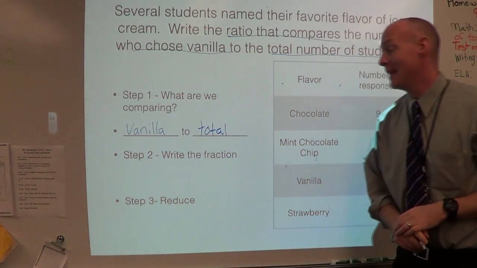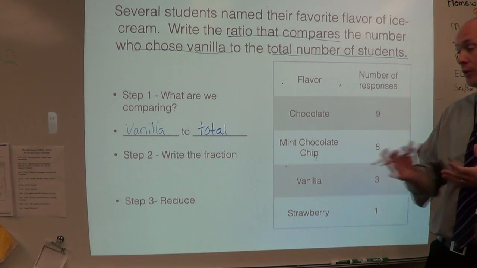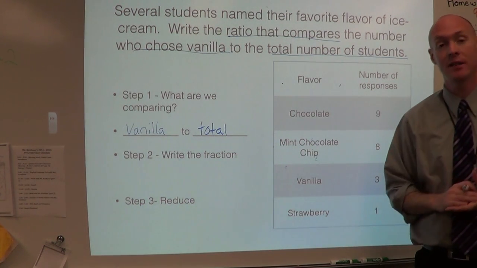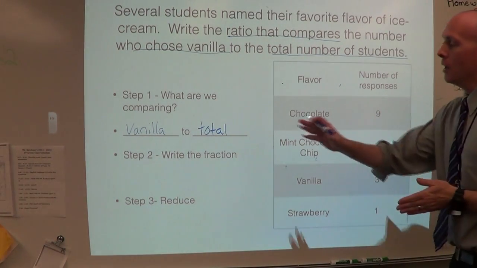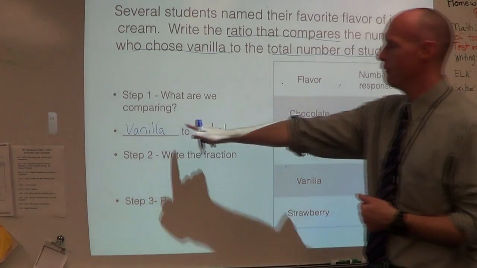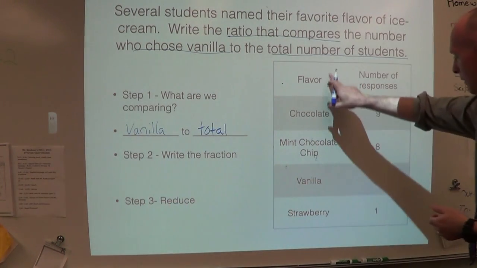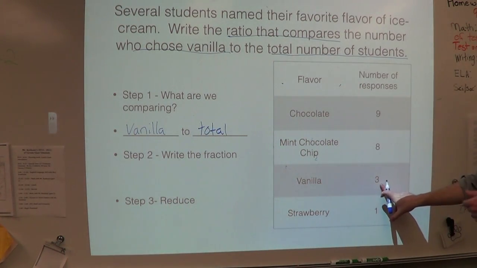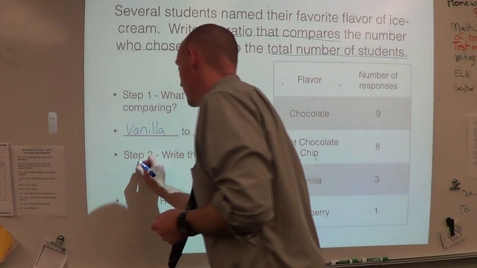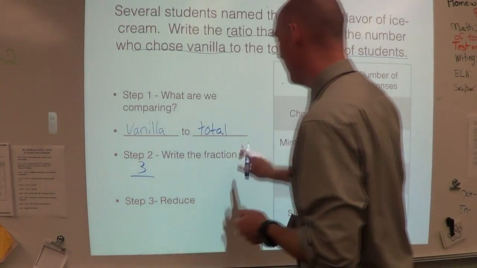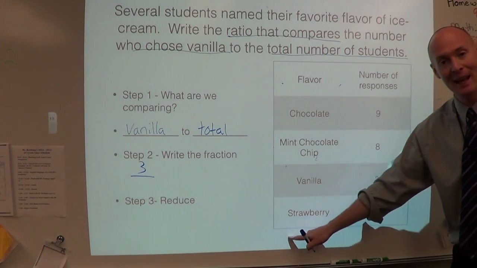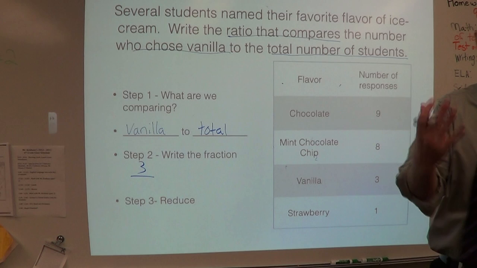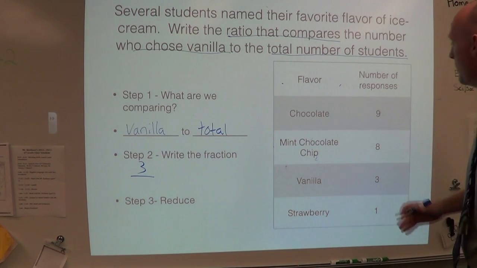Okay. Step 2, we have to write out the ratio, and I'm going to choose to write it as a fraction, just because to me it's easier to reduce if we have to. So, we're doing vanilla to the total, so let's find vanilla, boom, vanilla was 3. Now we have to find the total. Boy, it would have been nice if they gave us the total down here, so we might have to do a little math and let's add it up.